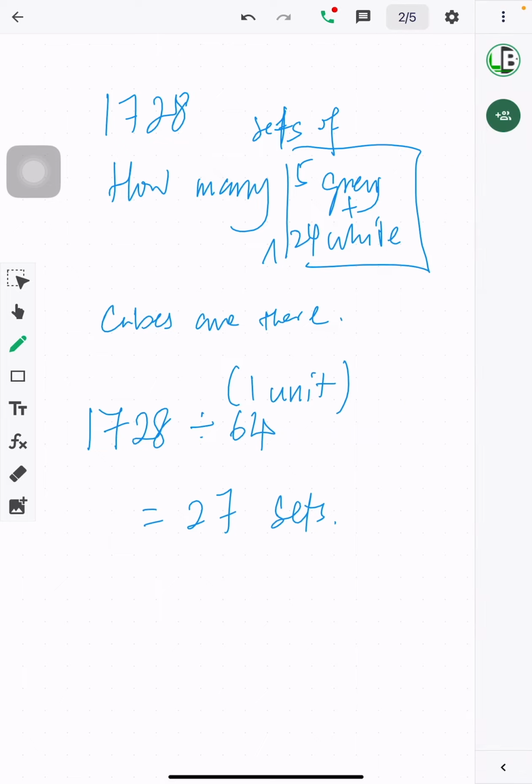So we found that it's 27 sets, but it doesn't tell you the length, right? So we know that the volume of one unit is actually 64. If you reverse engineer it, you get 4 times 4 times 4. So every one set is 4 cm. So you get 27 sets of these to get this number, right?